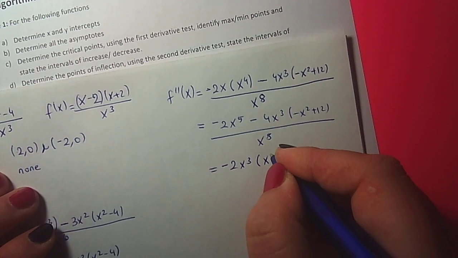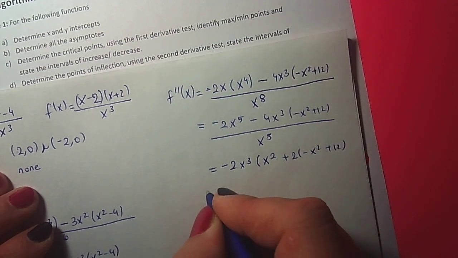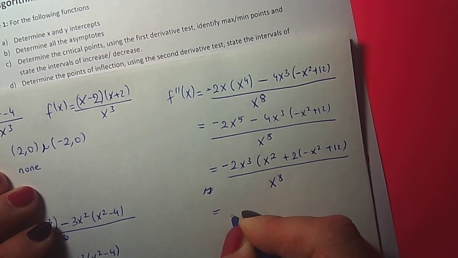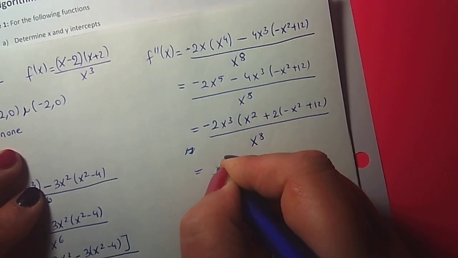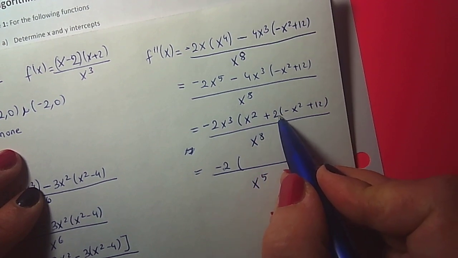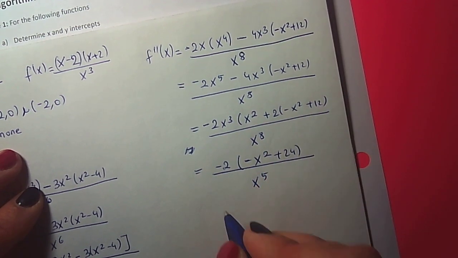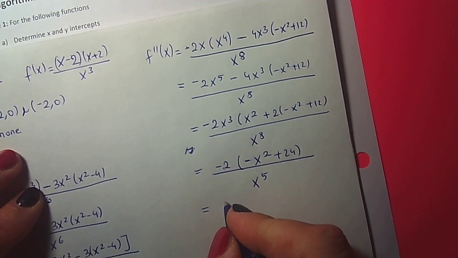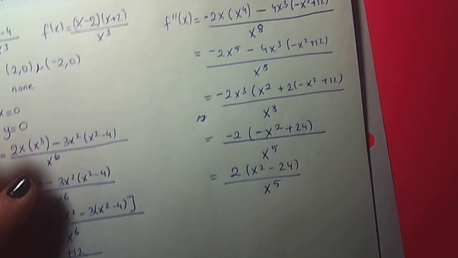So we get x squared here plus 2 times negative x squared plus 12 over x to the power of 8. Simplify the denominator with this x cubed, so you get x to the power of 5, negative 2, expand this, x squared minus 2x squared gives you negative x squared plus 24. So I'm going to factor negative 1 from this bracket. So we end up with 2 times x squared minus 24 over x to the power of 5.